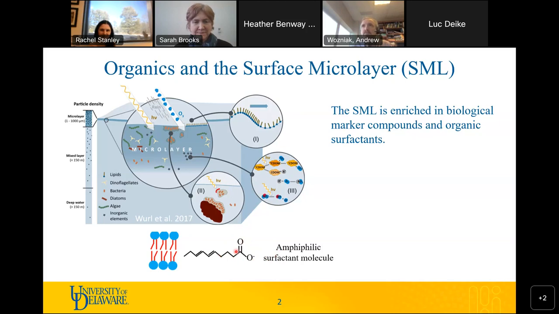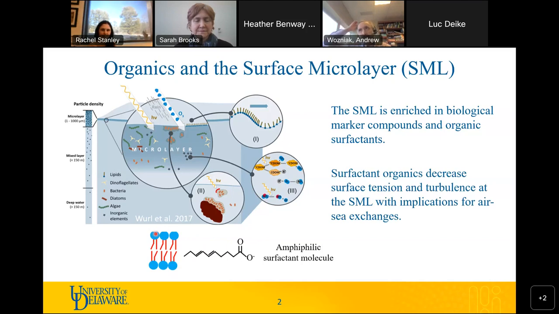This polar end group is going to be more aligned to the water, with the nonpolar end being aligned to the atmosphere. This makes these compounds also attracted to bubbles, with the nonpolar end being attracted to the interior of the bubble and the polar group to the water. And so this might remind you of a biology class where you had conversations about phospholipids in a cell membrane, for example.